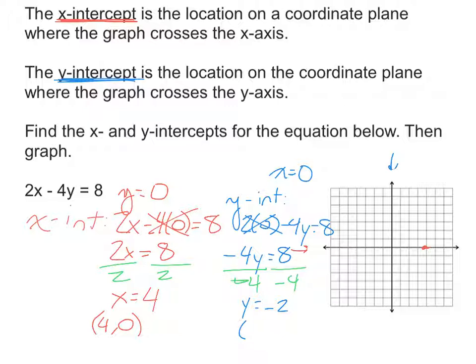And just like the other one, I have an ordered pair here. I input an x of 0, and I output a y of negative 2. Okay, so let's draw our line in. Well, I need to put 0, negative 2. There it is. Now, again, 2 points make a line, so I know that these 2 points should be on the line here, and let's draw that in. And that line right there, that is the graph for 2x minus 4y equals 8. And we are done.